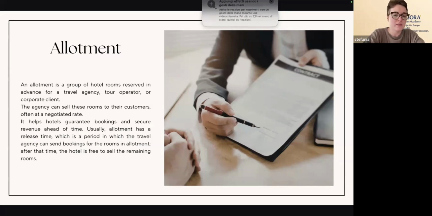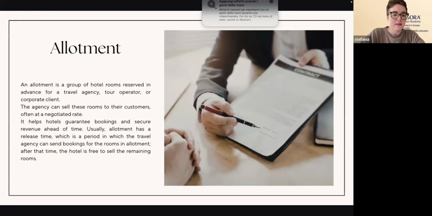Okay, what is an allotment? Allotment is a contract between hotel and tour operator, which means I'm going to keep you 10 rooms for all the season or for different types of season at a negotiated rate. So if you book these 10 rooms, you are going to pay 50 euros per person, but the guest is not paying the tour operator 50 euros, he's paying 75 per person. So the difference, they earn the difference.